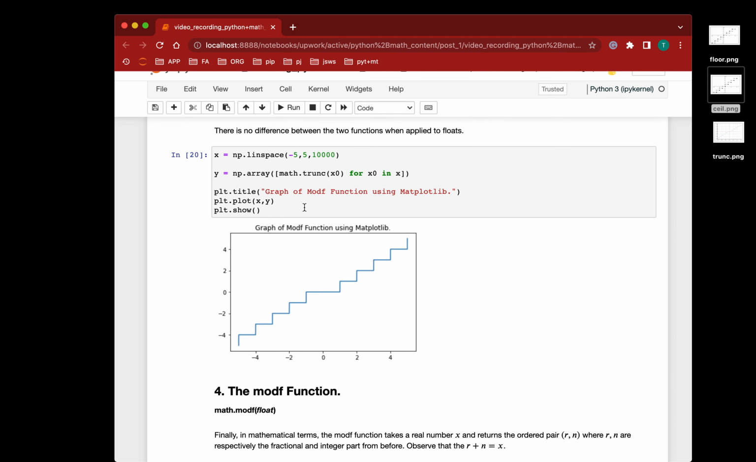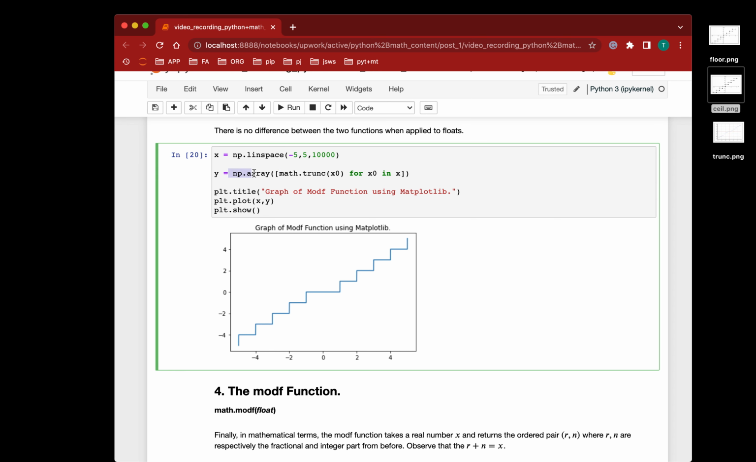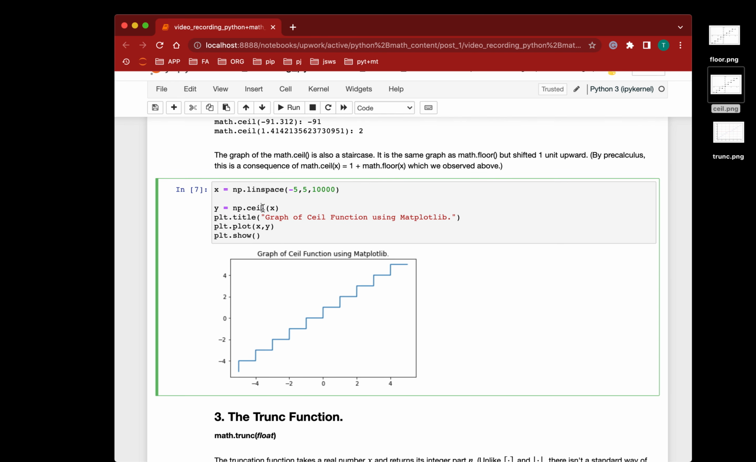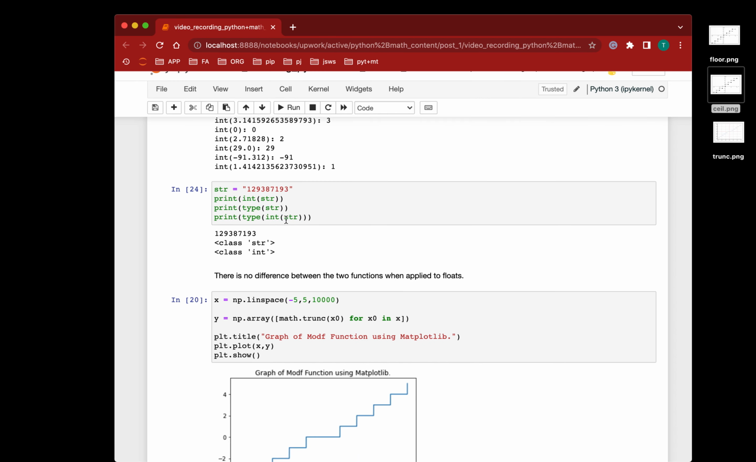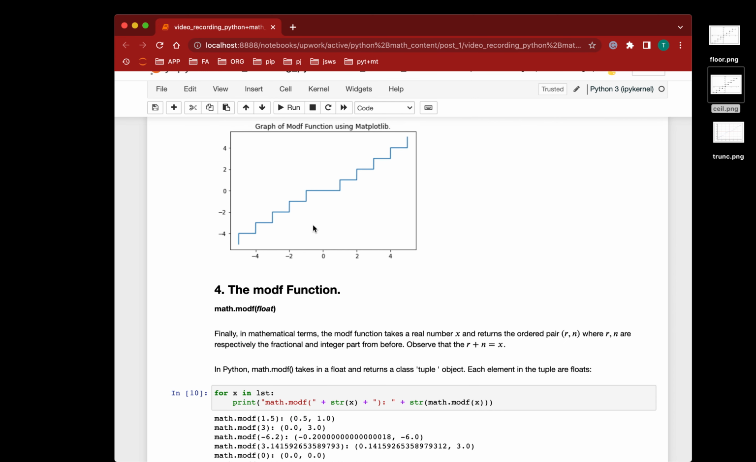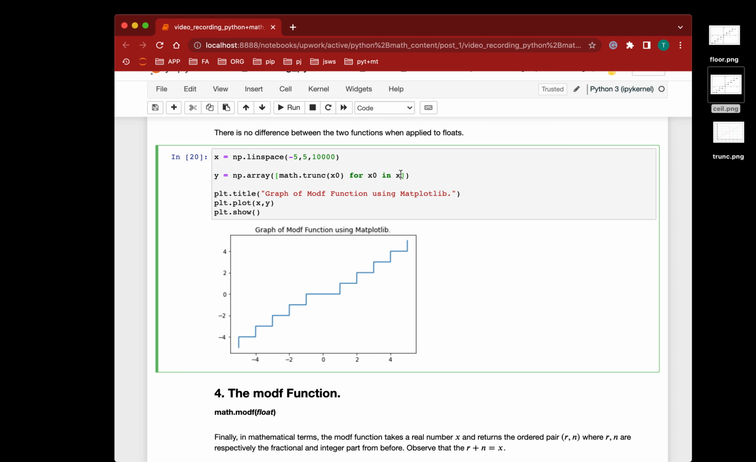And let's also look at the graph of the math.trunc function. And by the way, here we use the math.trunc function in conjunction with the numpy array function. You can use this, by the way, to replace the np.ceil with a math.ceil function over here. For our purposes, this works just fine, but this is a construction that you can generalize to our previous examples. So let's look at the graph of the math.trunc function.